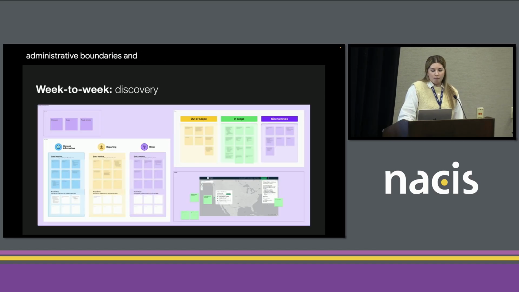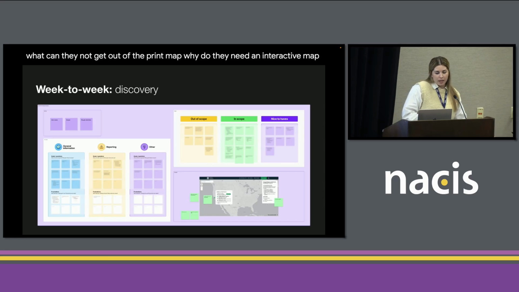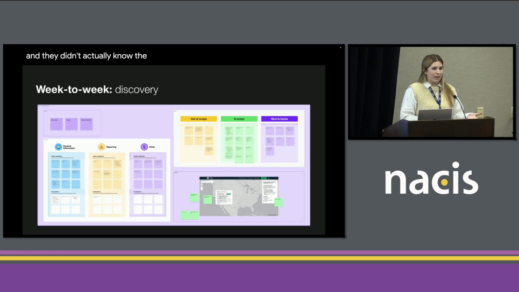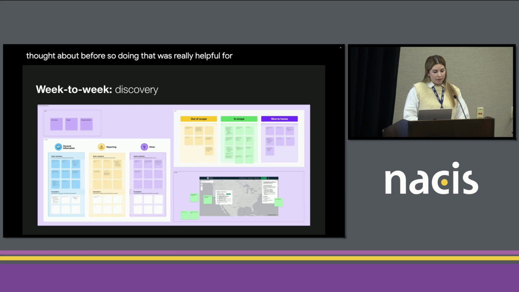And the biggest question was, who uses this? What can they not get out of the print map? Why do they need an interactive map? And they didn't actually know the answer, and we had to talk to them and figure that out, and we discovered some users they had never even really thought about before. So doing that was really helpful for us and for them.